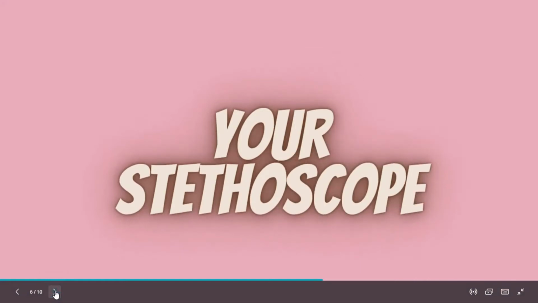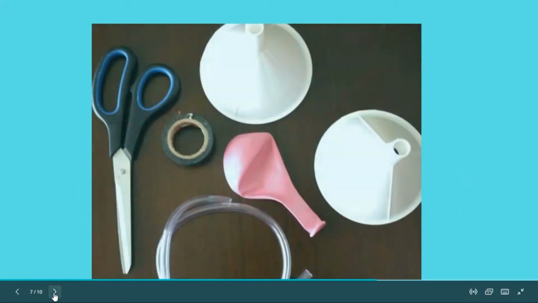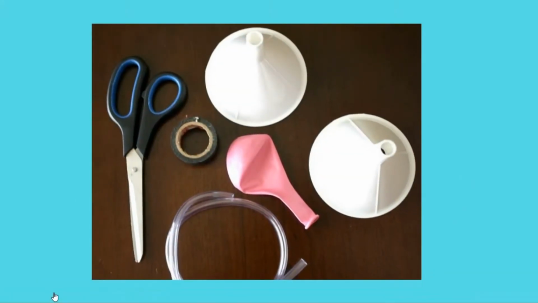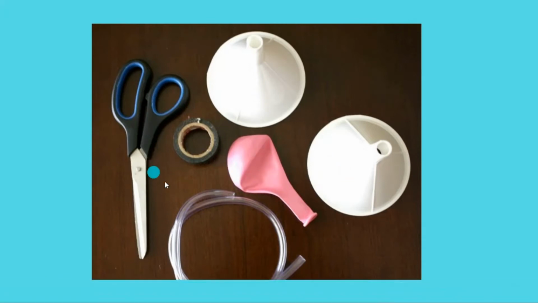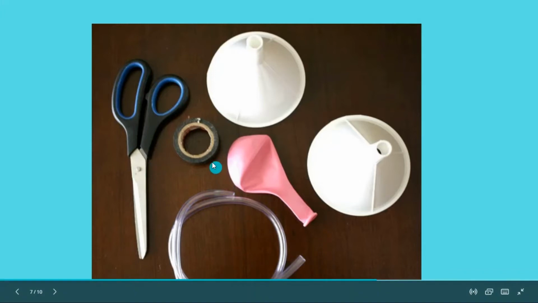How can we make our own stethoscope? In order to make our own stethoscope, we require two funnels, a balloon, scissors, and a pipe and tapes to join.